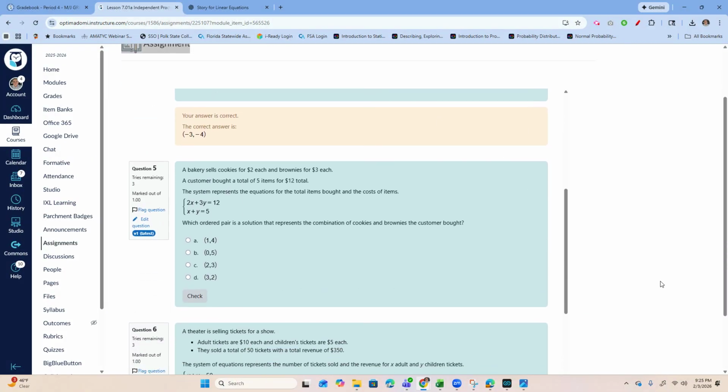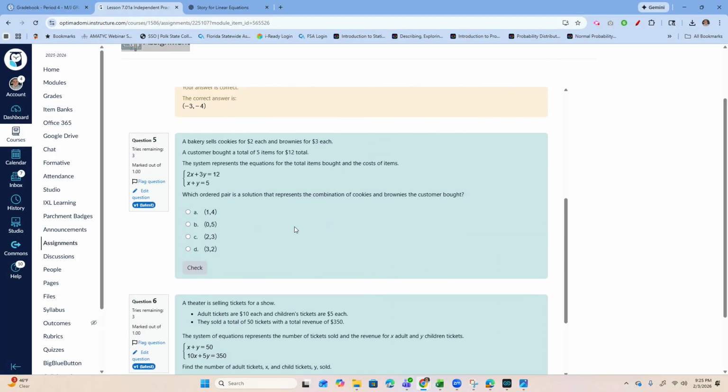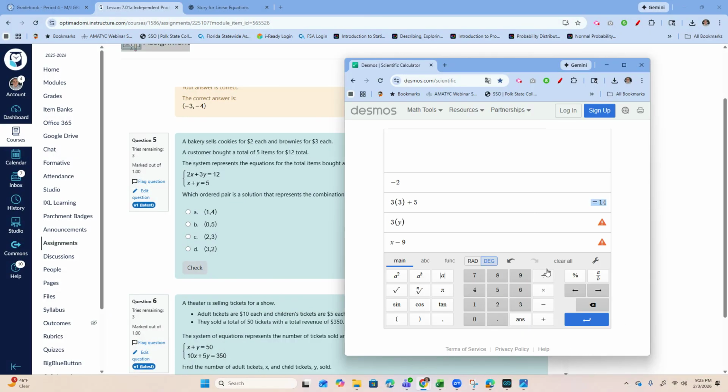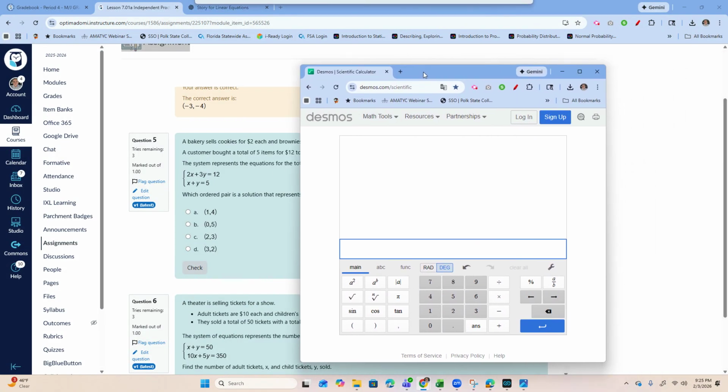All right? Let me do one more because 5 and 6 are very similar. So I'm going to do question number 5. And I'm going to clear my calculator. Remember, you're using the calculator. So they gave you a story. And the story, they wrote it as 2 equations, okay? So that's what happened here. But I'm doing the same thing I did before. They gave me a bunch of pairs, and I want to test if it works in these equations.